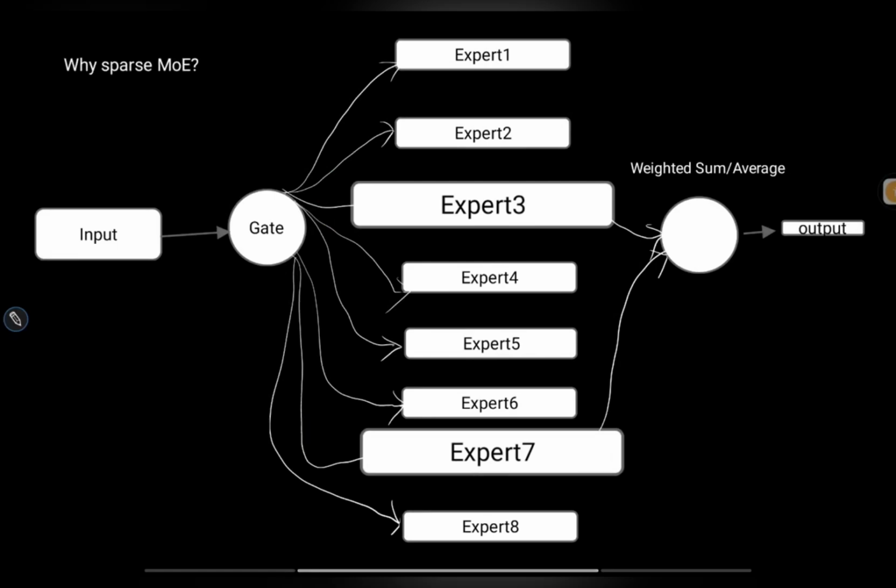Now the question comes: why are we calling this a sparse mixture of experts? As you can see here, we have 8 experts, but we are only selecting 2 out of these 8 experts. It's not that all 8 experts are being used to calculate the weighted sum or average and produce the output. Only 2 of them are selected. That's why we say this is a sparse mixture of experts. If we were selecting all the experts, then we would not call it sparse. That's why we use this term.